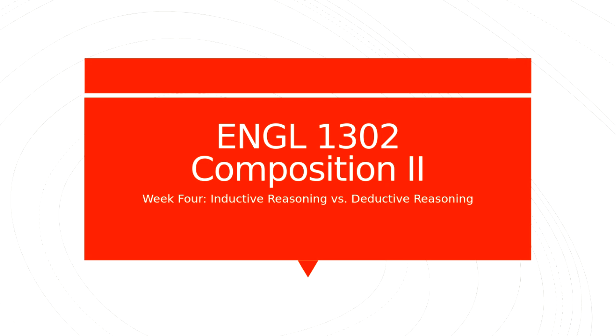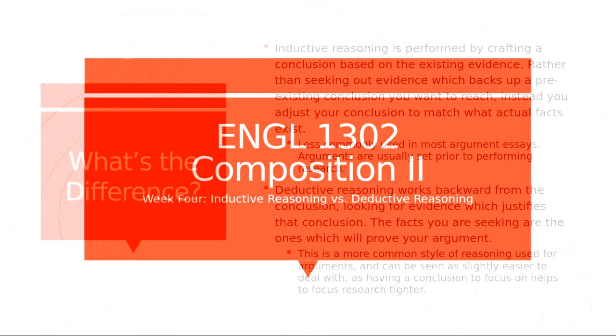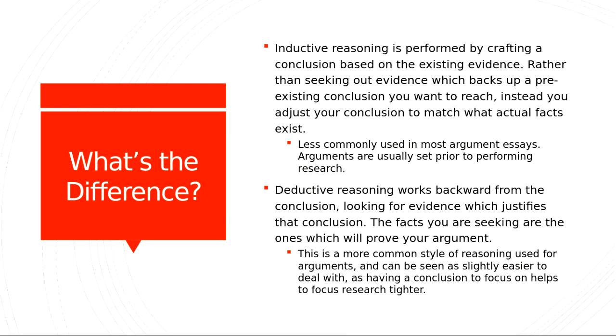We're talking inductive versus deductive reasoning. All right. So first off, what's the difference between the two? Well, inductive reasoning is performed by crafting a conclusion based on the existing evidence, rather than seeking out evidence which backs up a pre-existing conclusion you want to reach. You adjust your conclusion to match what actual facts exist. Okay, it's less commonly used for argument essays, because arguments are usually set prior to performing research. Okay, most regular research papers, though, use inductive reasoning to come up with a conclusion.